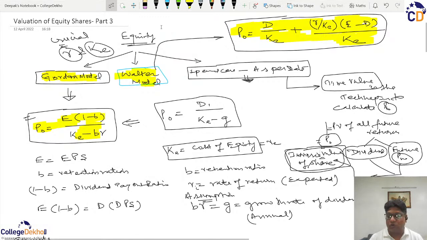So on this note, we close this session on the valuation of equity shares, and in the future session on this investment series we will now take up the fixed income securities, that is debentures and preference shares.